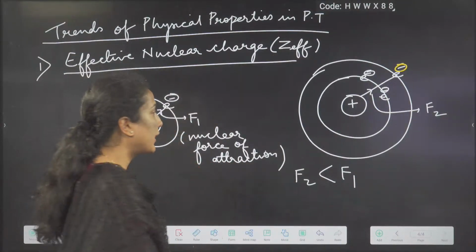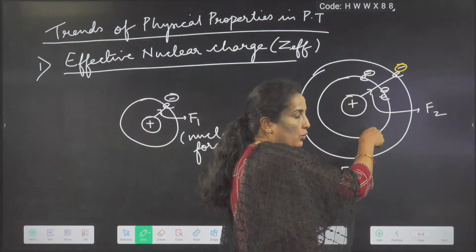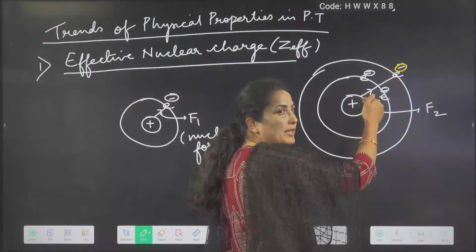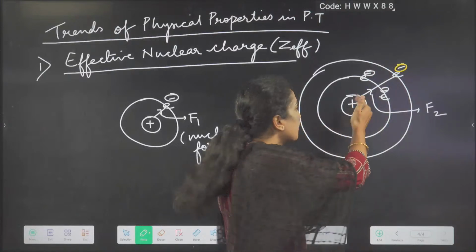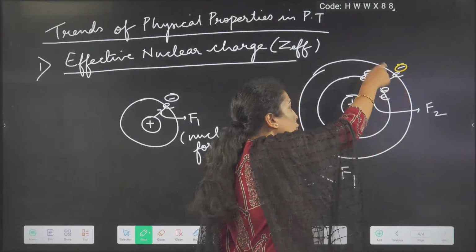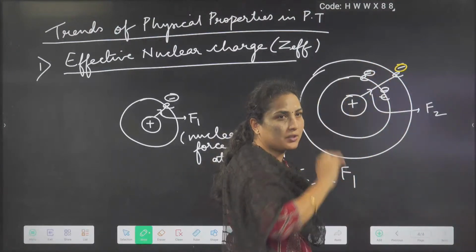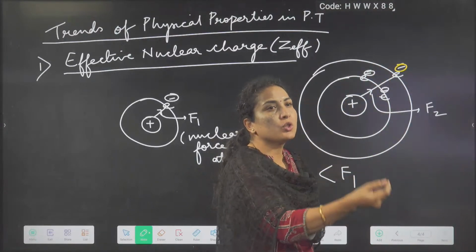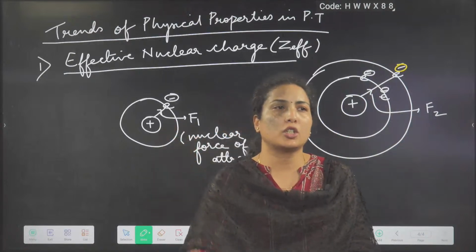I repeat it once again. I am saying because of the repulsion from the inner shell electron, the outer shell electron has moved a little bit far away, right? And when it has moved a little bit far away, then the nuclear force of attraction on this outermost electron has decreased. And that reduced nuclear force of attraction only, I am calling as effective nuclear charge.